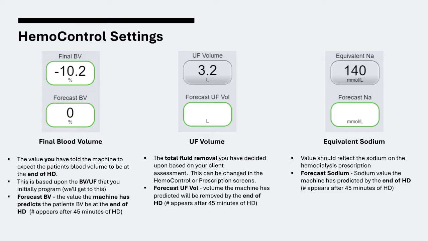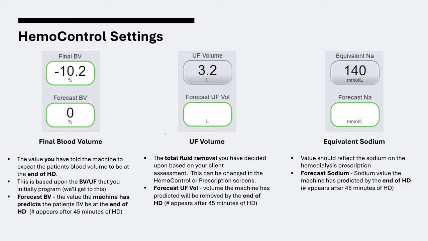So forecast blood volume, directly beneath final blood volume, is the value the machine predicts the patient's blood volume will be at the end of dialysis. This doesn't appear until 45 minutes into dialysis. And so for now, we're not going to focus on that.